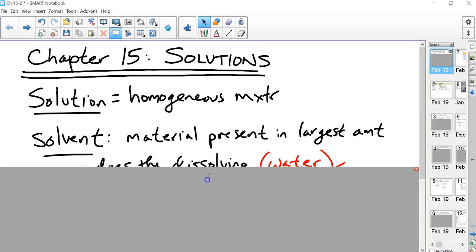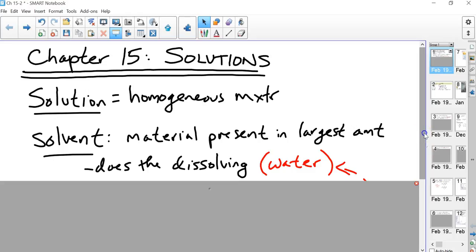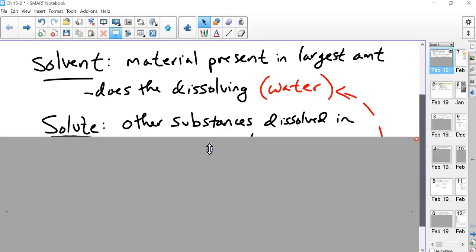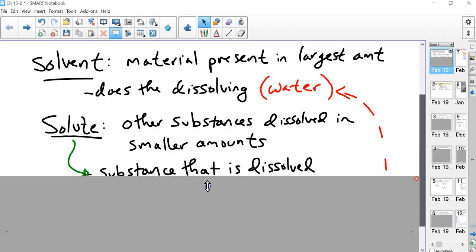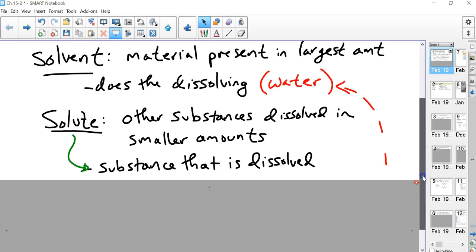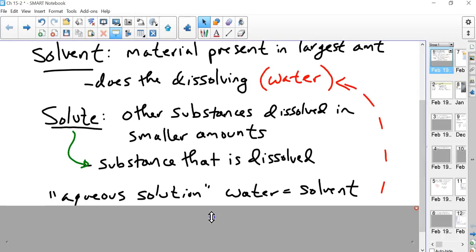We're going to divide the solution into two parts. There's the solvent, and the solvent is the thing that does the dissolving. It's usually the material present in the largest amount, meaning volume. In our case, most of our solutions are going to be aqueous, so our solvent is water. The thing that is dissolved is called the solute, and that's usually present in a smaller amount. So for example, in salt water, the solvent is water, the solute is salt, NaCl.